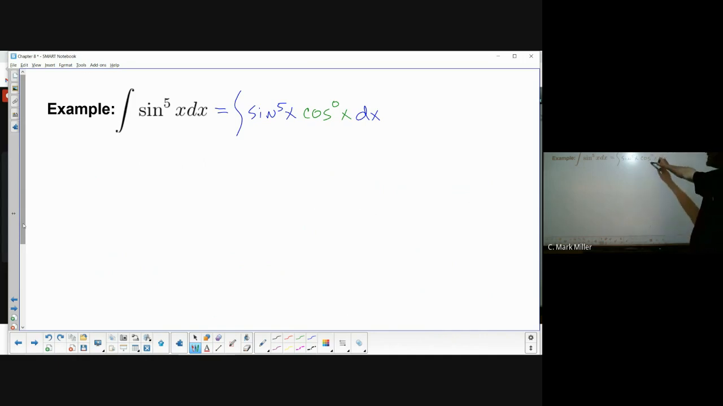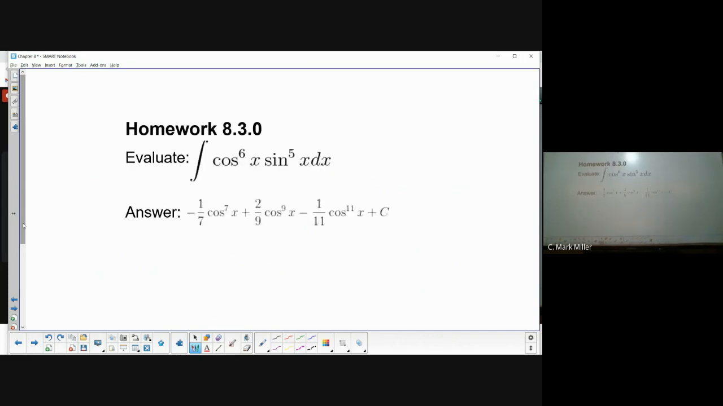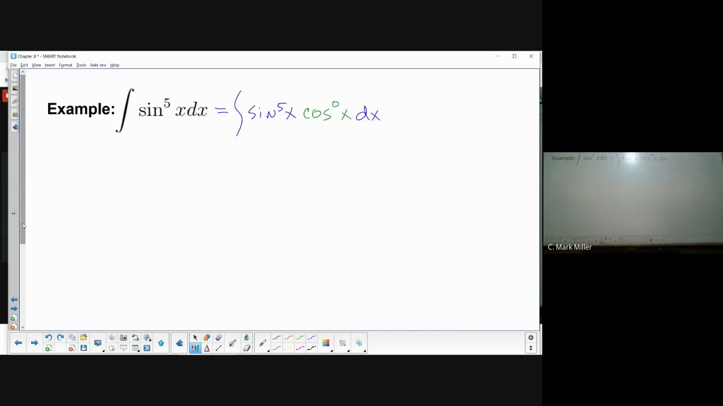So you have cosine to an even, sine to an odd. That's the homework. This is cosine to an even, sine to an odd. Basically, your homework will parallel what we do here.